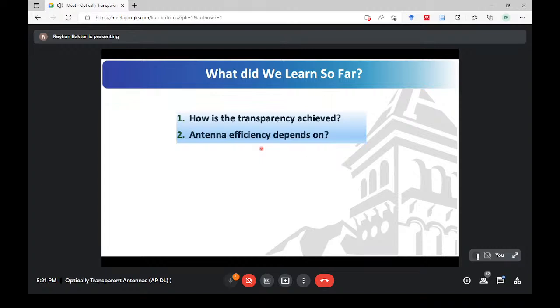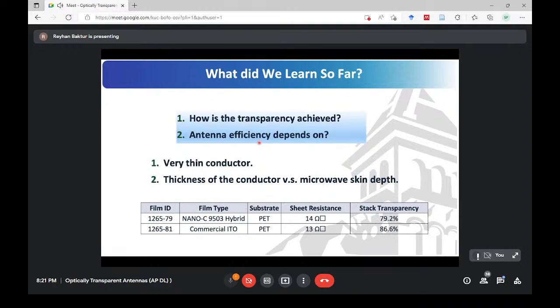So what did we learn so far? How is transparency achieved? By making the conductor really thin. Antenna efficiency depends on the thickness. So we have some dilemma here. And here, I just want to show the materials that we are working with right now in our lab. You want the sheet resistance to be as low as possible, so that it's a good conductor, but we have our thickness limit. The thickness of the conductors is somewhere below 20 nanometers. Okay, so.